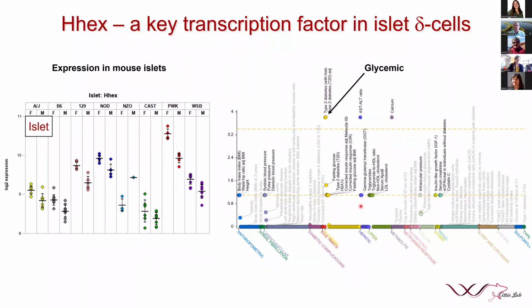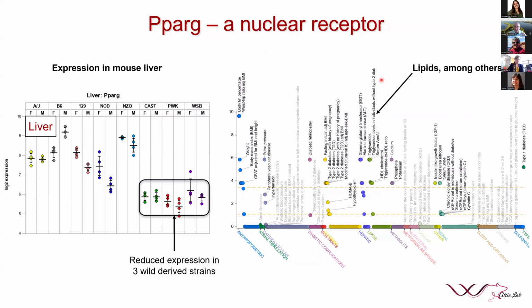On the right, I'm showing you the association plot indicating that Hhex is very strongly associated with diabetes in humans. Here's a gene, PPAR gamma, a very important nuclear receptor. It turns out that in the liver, PPAR gamma is showing a relatively low expression in these 3 wild-derived strains. And PPAR gamma, probably not surprising to anybody, is strongly associated, and these scores are very large, with many traits. So that's interesting, and if you wanted to study PPAR gamma, some of these mice might offer an ideal model system to understand these relationships.